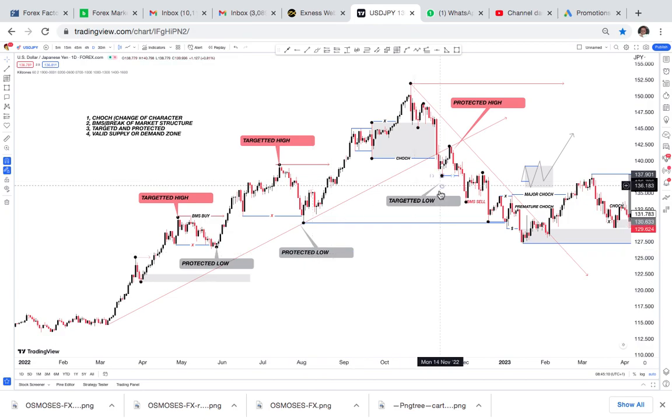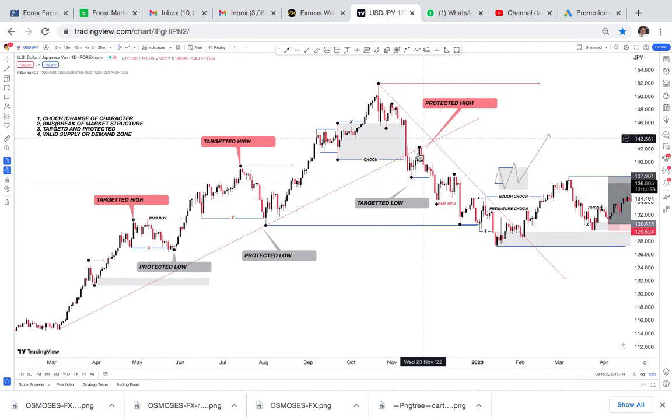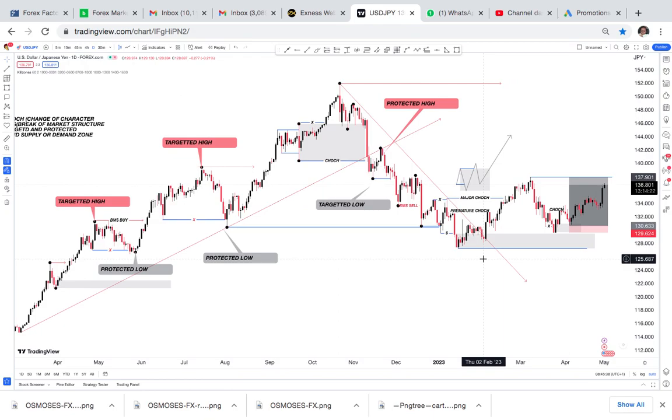If I'm going to have a lot of this, you know how my chart will be a little bit messy. Just try as much as possible to make it clean so that you can see what you're doing. So protected, targeted low. This will always be my target when I find my supply. If I find my supply here, this is my target. If I find my supply around here, this low is my target.